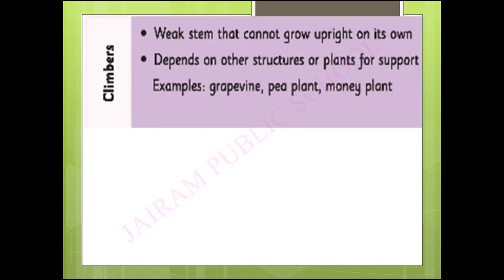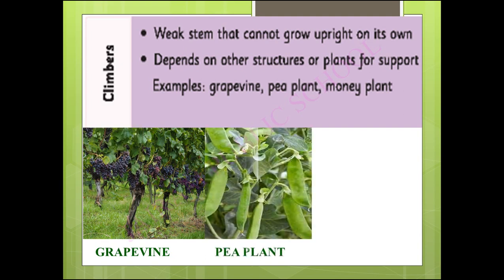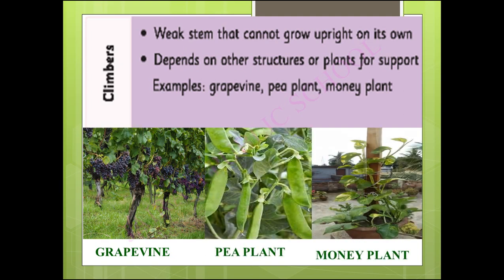Next, climbers. Climbers have a weak stem that cannot grow upright on its own. So these types of plants cannot stand straight and they need support. They depend on other structures or plants for support. For example, grapevine, pea plant and money plant. So these are the examples of climbers.